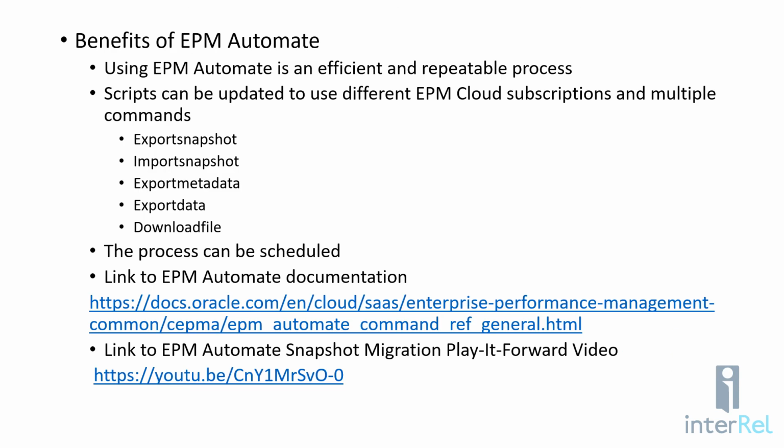In summary, EPM Automate can be launched with batch scripts. This makes the use of EPM Automate more efficient. The scripts can be reused repeatedly and copied for use with different EPM Automate commands. The scripts can be scheduled to run as well, thereby automating common tasks. There are commands to export and import metadata and data, manage users, manage the application, and much, much more. Documentation for EPM Automate and a listing of all the available commands can be found at the link provided. There is also a link to a Play It Forward video on using EPM Automate for migrating snapshots between environments.